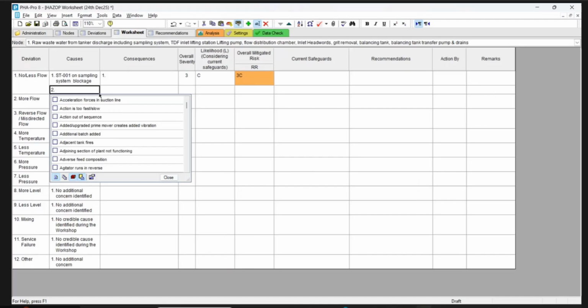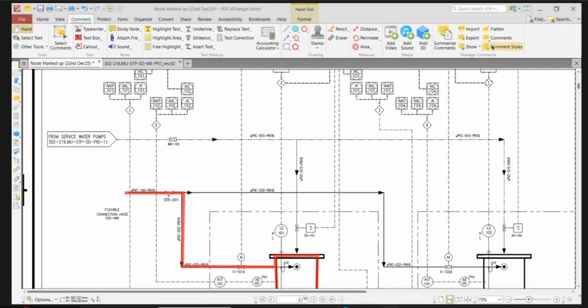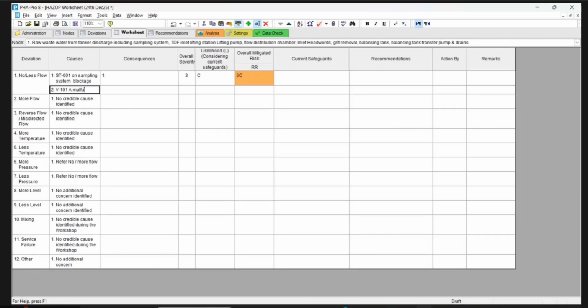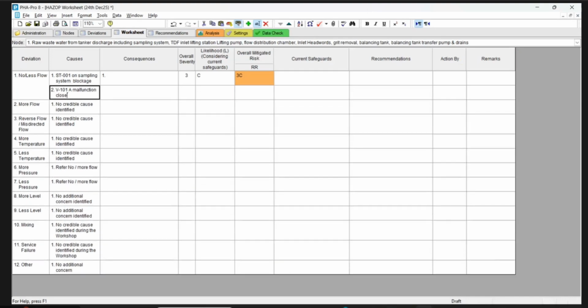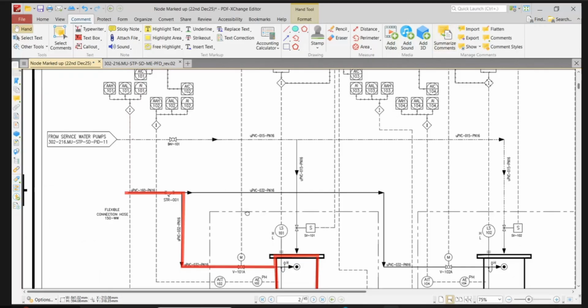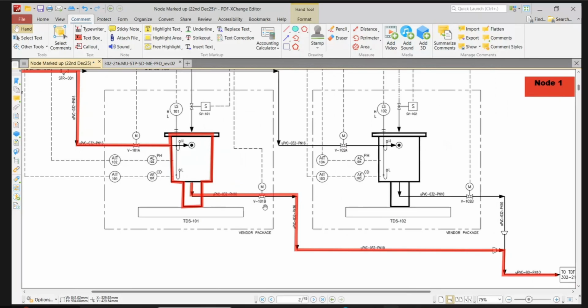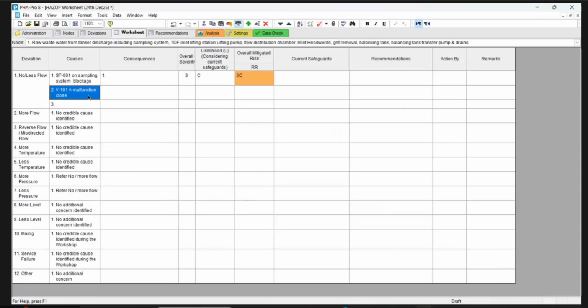V101A. Malfunction closed. Please do not worry about my spelling. I will check it again, spelling and grammar. And after that, we have come over here. Then MOV V101B.